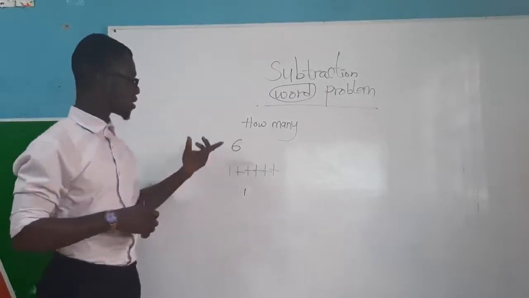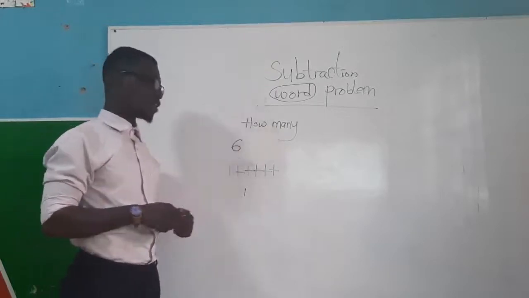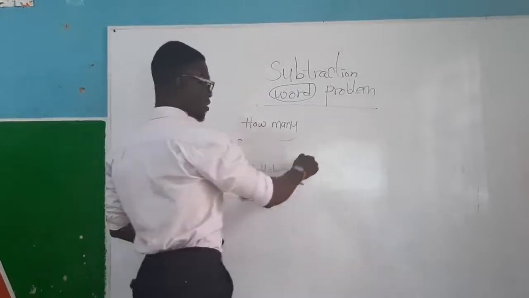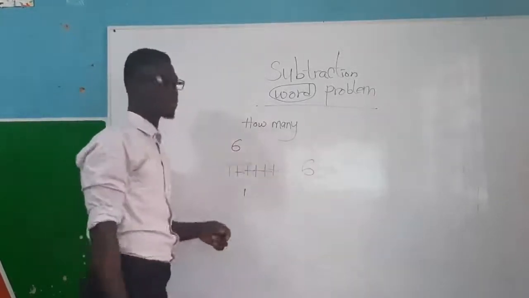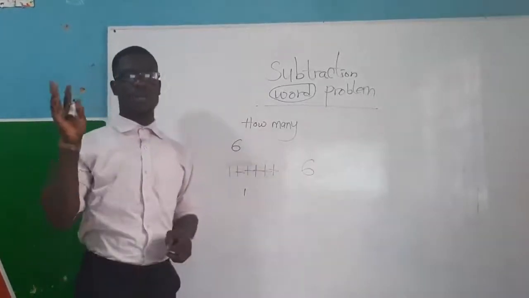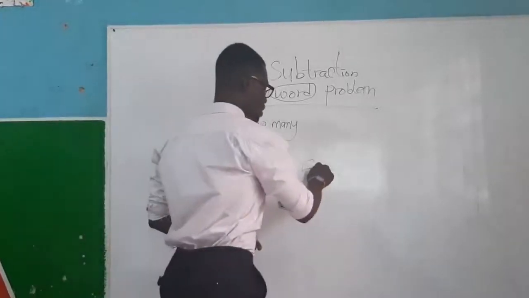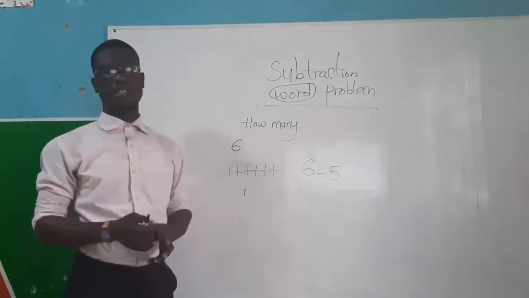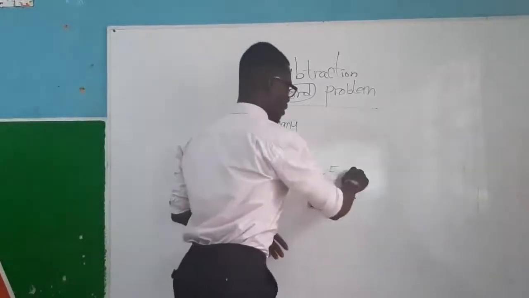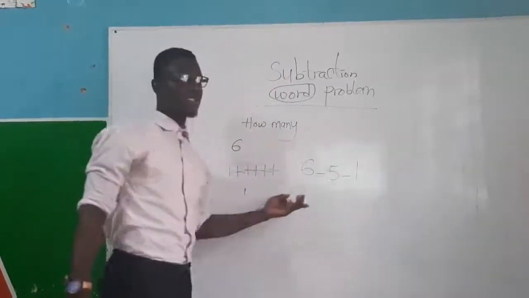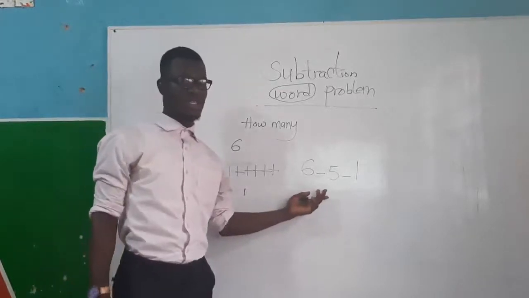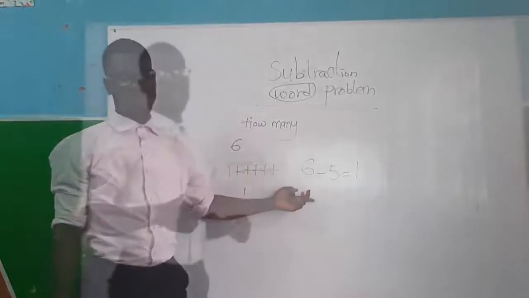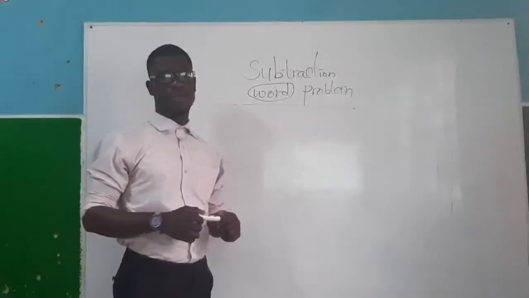So the subtraction sentence for the problem that we read is: the total number of birds were 6. How many birds flew away? They were 5. So you take away the 5 from the 6. And after taking 5 from the 6, it is left with how many? 1. So this is how the subtraction sentence is represented. Let's look at another example.